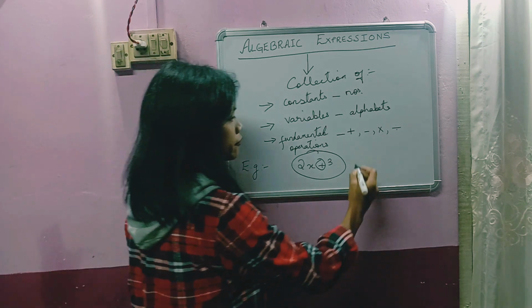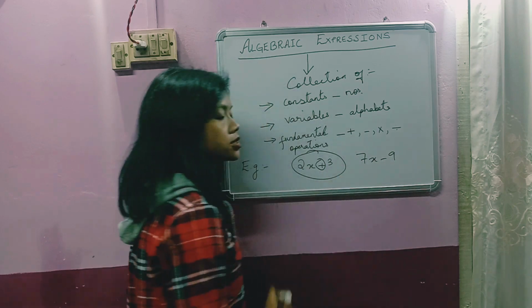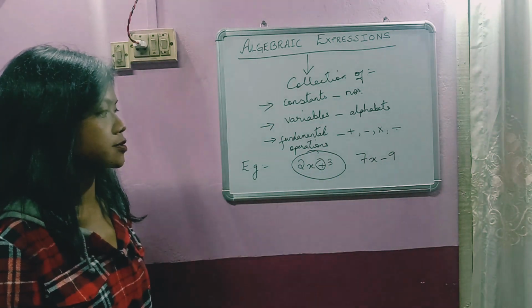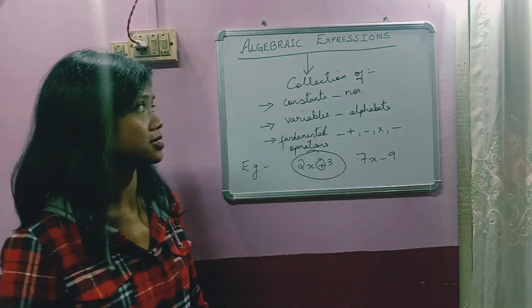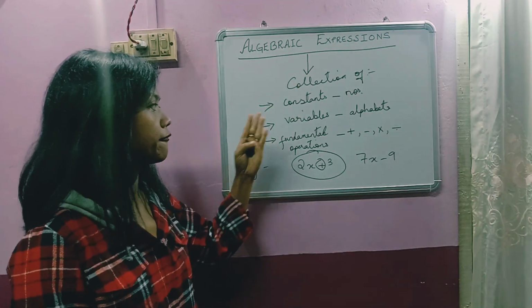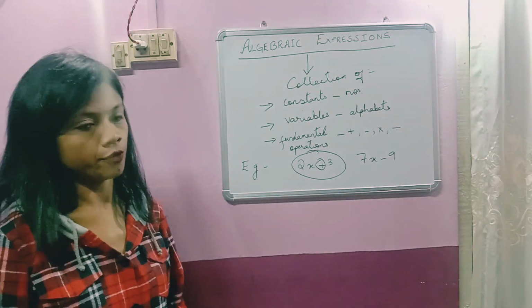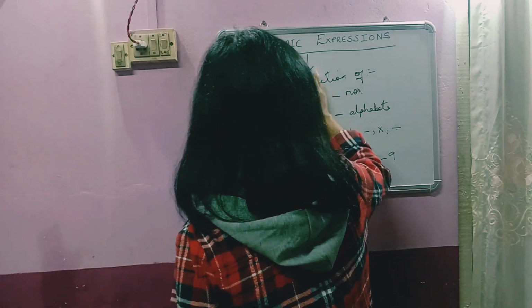Another example I may give you, 7x minus 9. This is also an algebraic expression, and so on and so forth. All these types of expressions are known as algebraic expressions, where there is a collection of constants, variables, and fundamental operations.